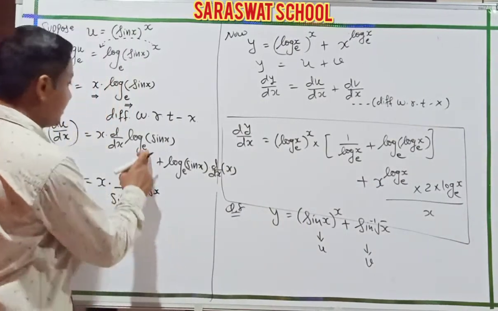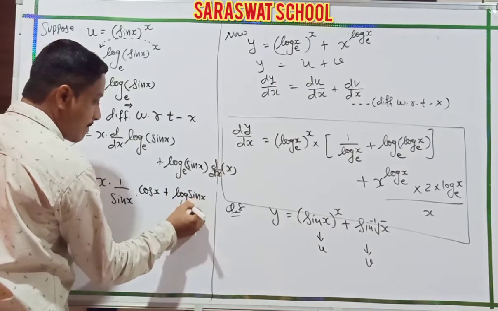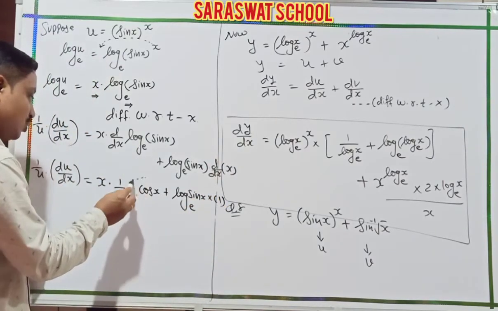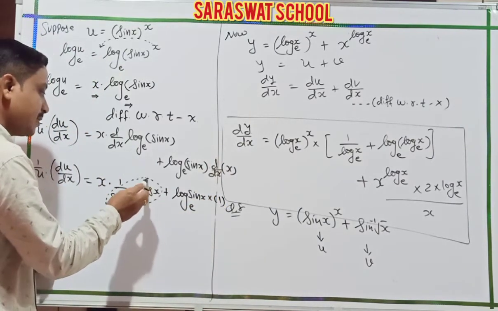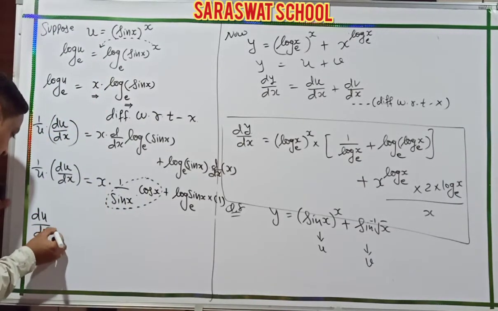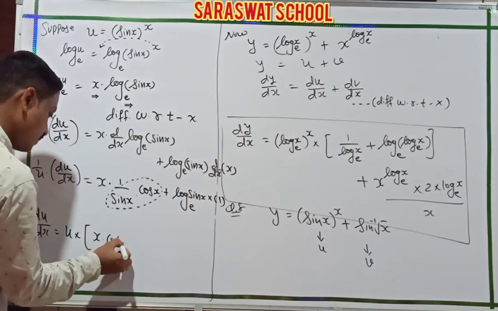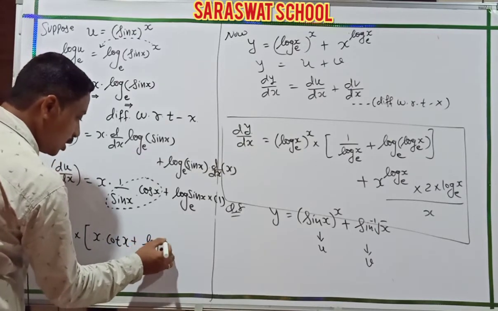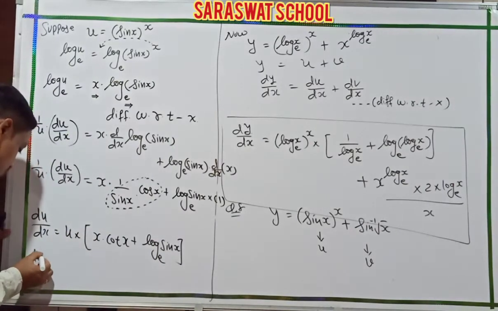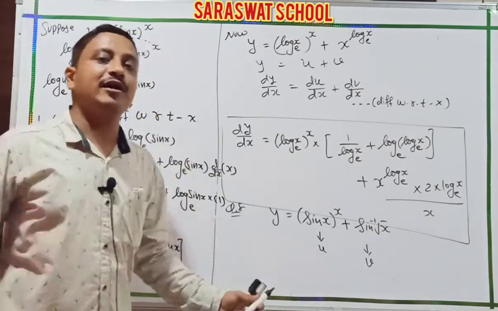And students, after that this derivative I am going to write as log of sin x, same, and what is the derivative of x with respect to x? It is 1. So these are known to you, students. Cos by sine is cot. So du by dx, you take the u to the upper side, and here x into cot x plus log of sin x to the base e, and now putting the value for u.